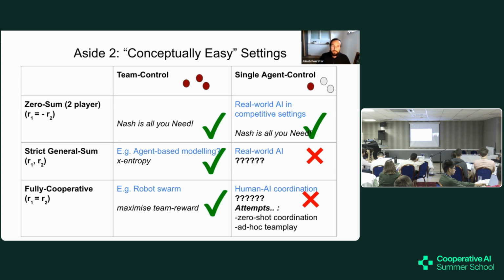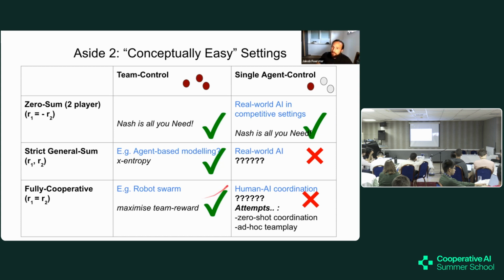In which case, it's in the fully cooperative team control. It's like a robot swarm, right? I have something like a card game, like Hanabi. You have different players, but you're able to set the policies for all the players jointly, even though they observe different things during actual execution.